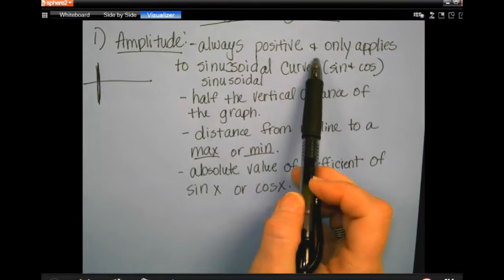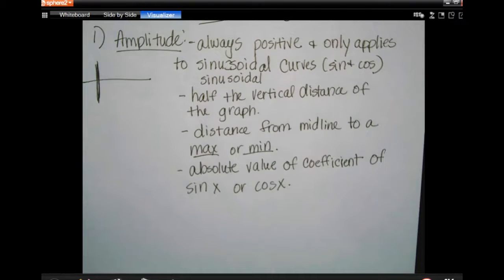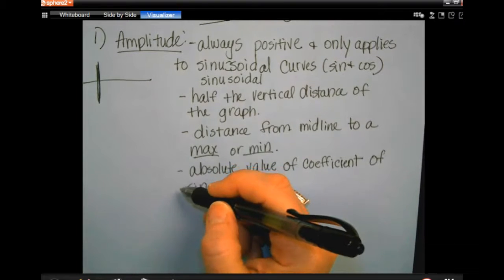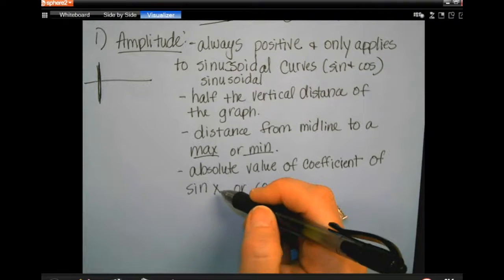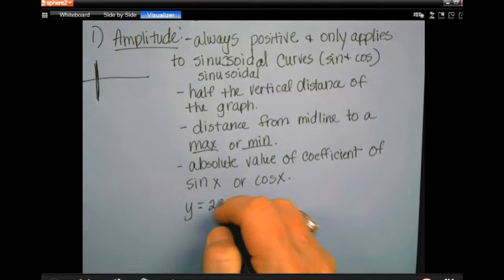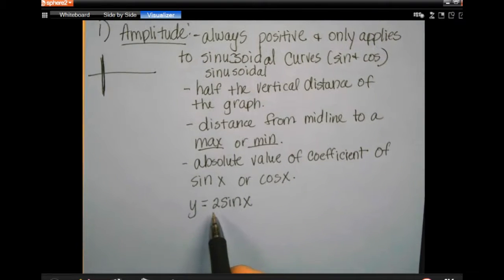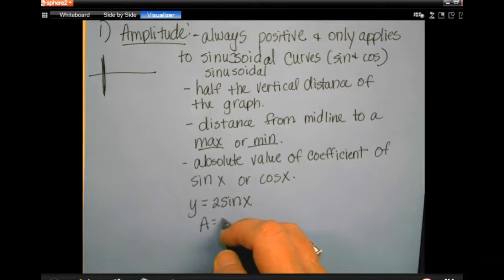So it's always positive. It only applies to the sine and cosine curves. It's the distance from the midline to the max or the min, which I'll explain in just a second. And it's the absolute value of the coefficient of the sine of x or cosine of x. That means it's the absolute value of the number that's going to be in front of the sine or in front of the cosine. What that would look like is this: y equals 2 times the sine of x. The number in front of the sine is the amplitude. This is positive, so the amplitude this time is 2.